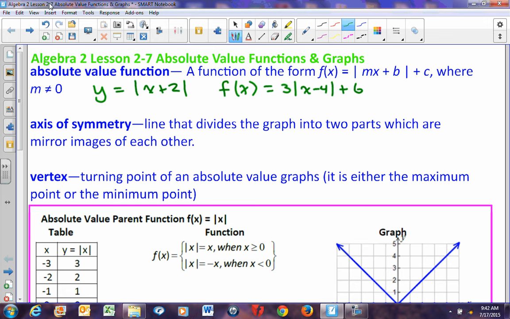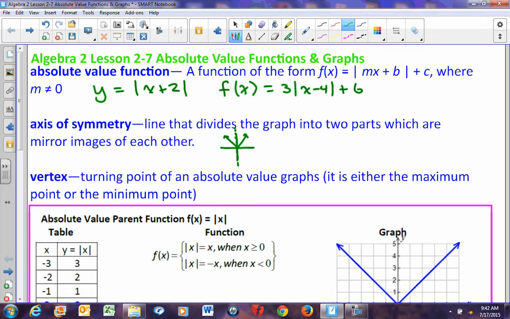The axis of symmetry is the line that divides the graph into two parts, which are mirror images of each other. So if I had an absolute value graph that looked like this, my y-axis would be my axis of symmetry, because the y-axis right here puts it into two mirror images. If I folded along the y-axis, half of the graph would land on the other half.